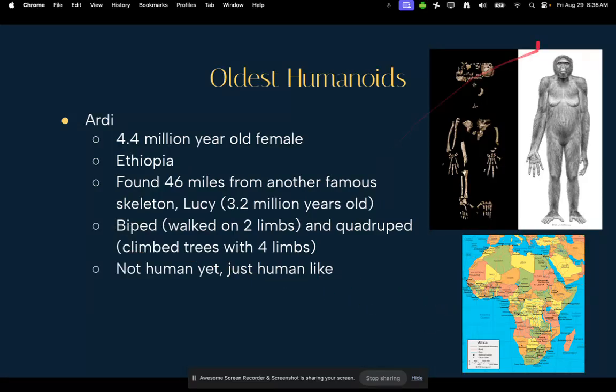The really cool thing about Artie is that she was one of the first bipeds, meaning that she walked on two limbs. But she was also a quadruped, which means that she would climb trees with four limbs, so her hands and her feet. She is not considered a human yet, just very human-like.